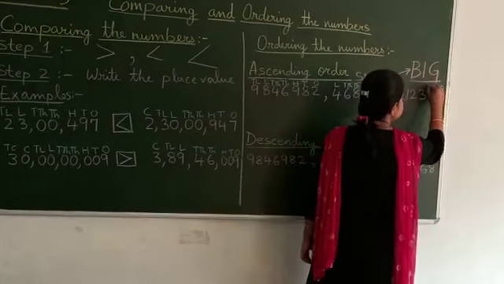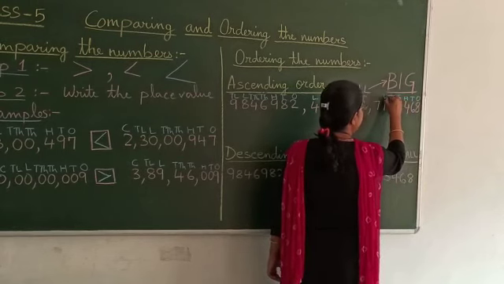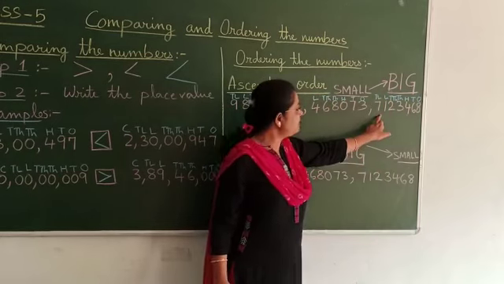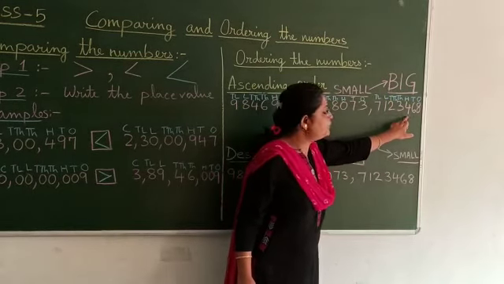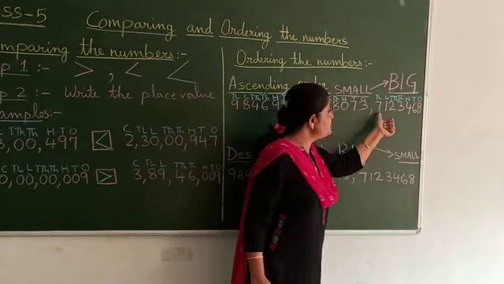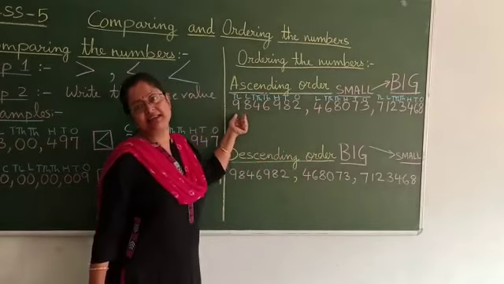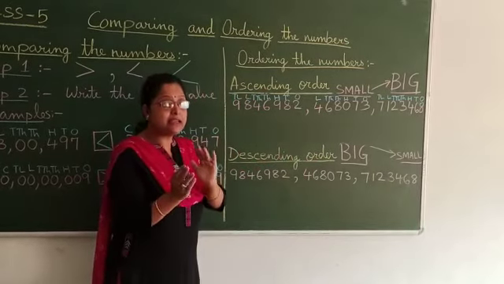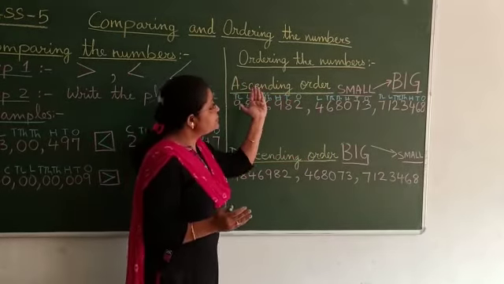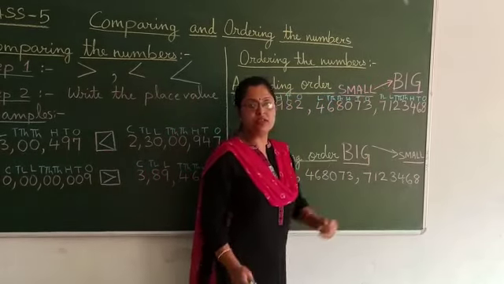Ones, tens, hundred, thousand, 10,000, lakh, 10 lakh. Here you have 71 lakh 23,468. So this number 71 lakh is greater than 4 lakh, but it is lesser than 98 lakh. Now you got that understanding. Now you have to arrange them in ascending order, which means you have to start arranging from the smallest one and lead towards the biggest one.